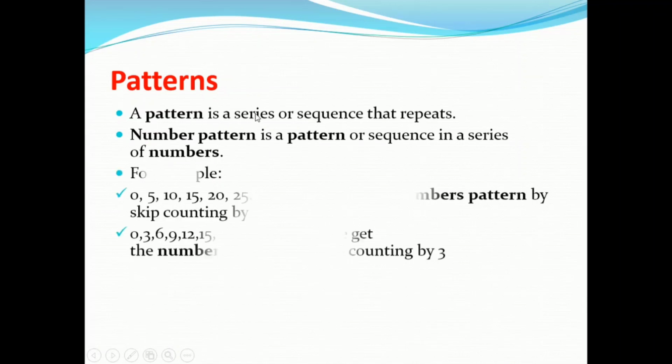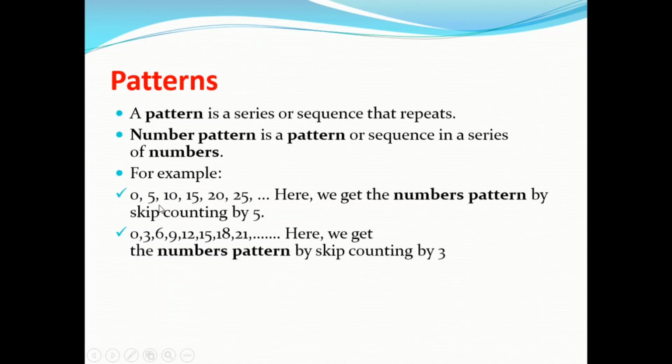We'll see one example. For example, 0, 5, 10, 15, 20, 25. This is a number pattern. Here we get the number pattern by skip counting by 5. The difference between the two numbers is 5. See, 0 plus 5 is 5. When we add 5 with 5, we get the next number, that is 10. Then 10 plus 5 gives 15. Then 15 plus 5 gives 20. 20 plus 5 gives 25 and so on. So this is a number pattern by skip counting by 5.